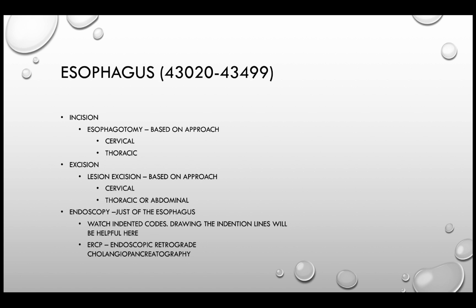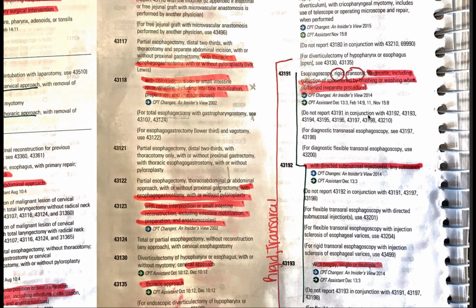This is for the esophagus. We're going to look at my book for these. This is where the esophagoscopy section begins. I have this bracketed by the type of endoscopy used and the approach used. So this one is a rigid. These endoscopy procedures are either rigid or flexible, and they are used in different approaches.